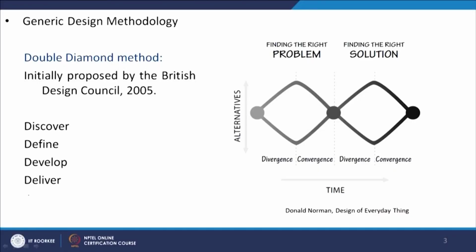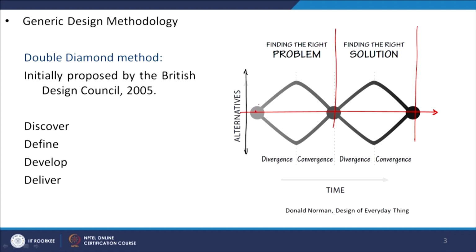So in generic design methodology, we have discussed Donald Norman's theory of how the design process looks like a double diamond. If you look at this figure, it is plotted with different alternatives on one axis, and over the time on the other axis. So over the time, based on the different alternatives of problem solving as well as solution finding, it looks like a double diamond.